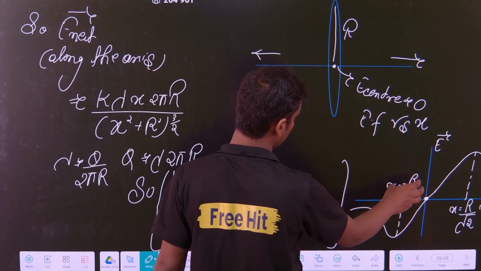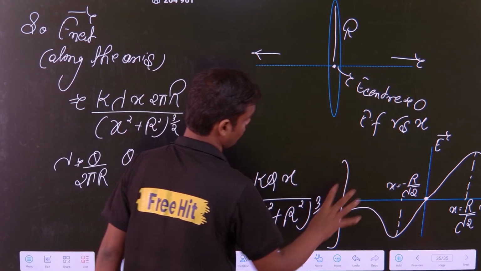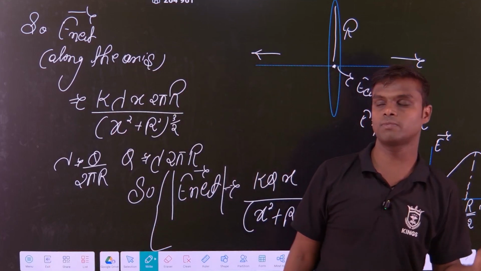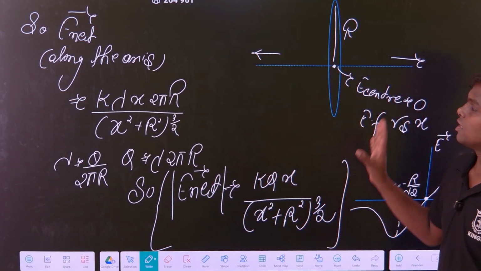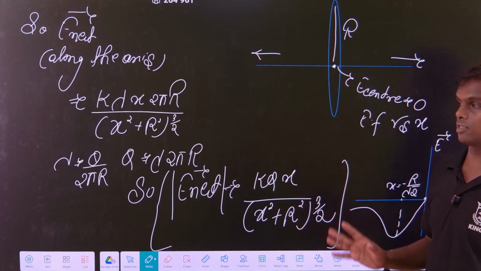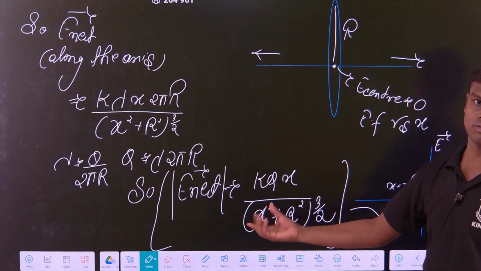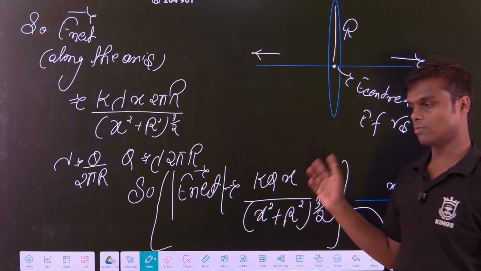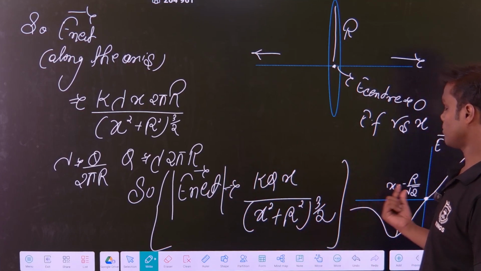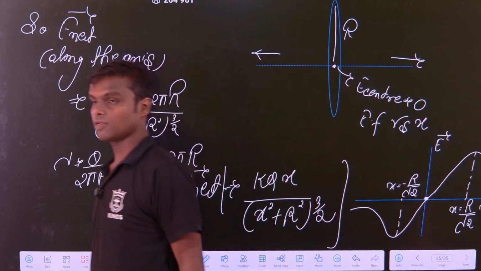And what is the maximum value? You just put x is equal to r by root 2 in this equation, you can calculate the maximum value. Clear? So this you have to remember, this is the electric field due to the ring. At center 0, and everything we have discussed. And how to calculate this point of maxima? Just differentiate it and put it equal to 0. Maxima minima that you have learned in mathematics, just differentiate and put it equal to 0, you will get x is equal to plus minus r by root 2.